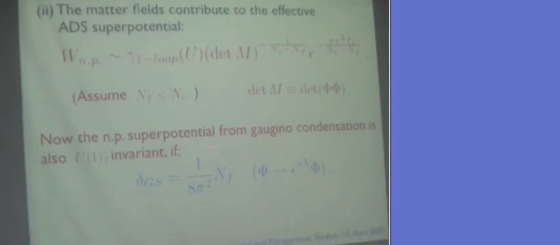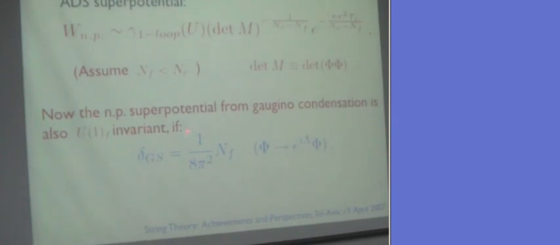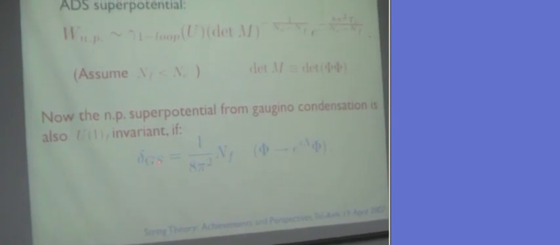So the non-perturbative superpotential from gaugino condensation is indeed U(1) invariant if the Green-Schwarz coefficient, and this is a non-trivial statement, at least in field theory, precisely matches up the number of flavor fields, because you see each field phi carries 1 unit of U(1) charge, and the determinant contains essentially a factor phi to the NF. So the NF is important and has to precisely coincide with the delta Green-Schwarz. And then at the end we get this D-term potential.